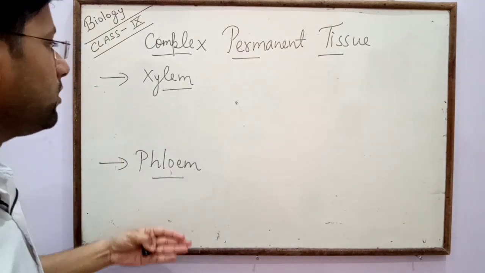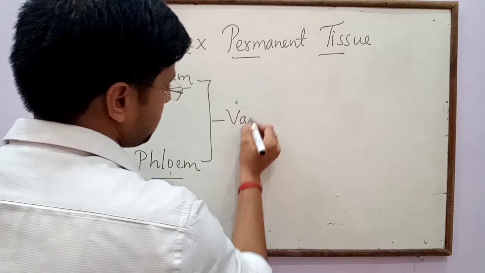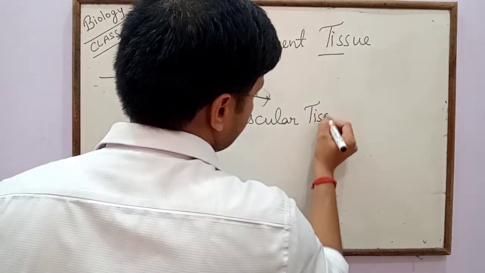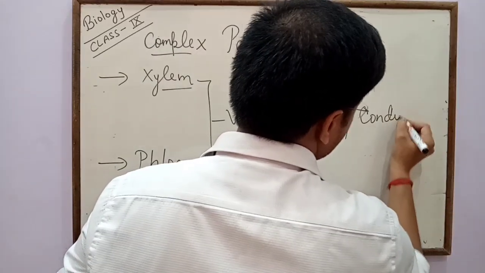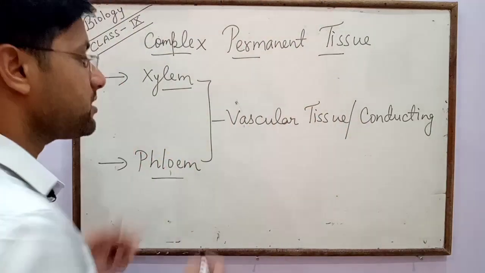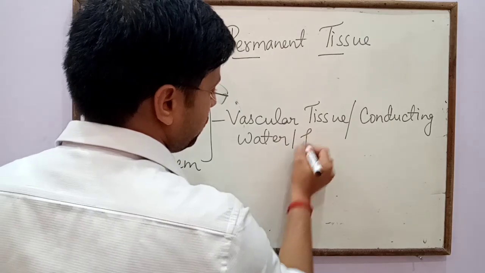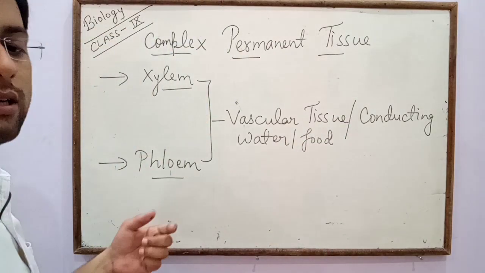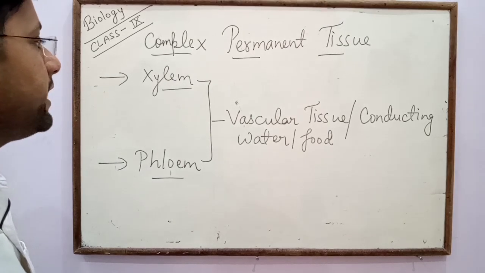Both are also called vascular tissue or conducting tissue, because both are involved in the conduction of water and food material inside the plant. Xylem conducts water and phloem conducts food material.